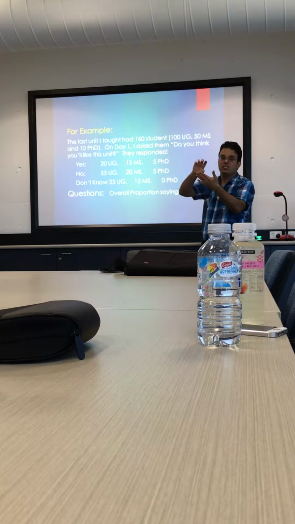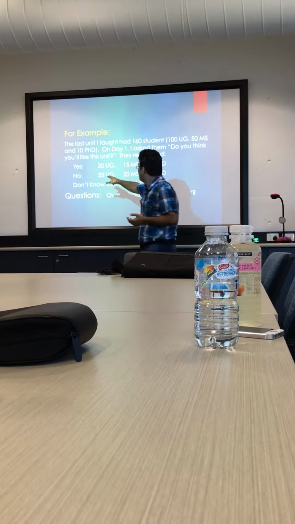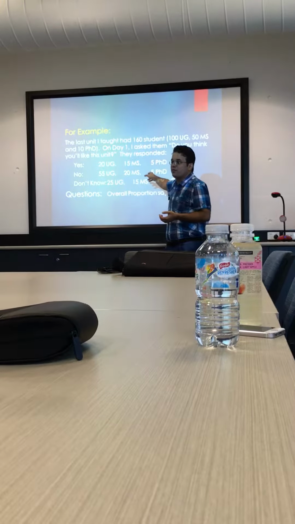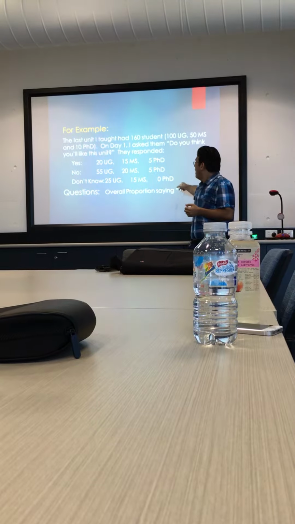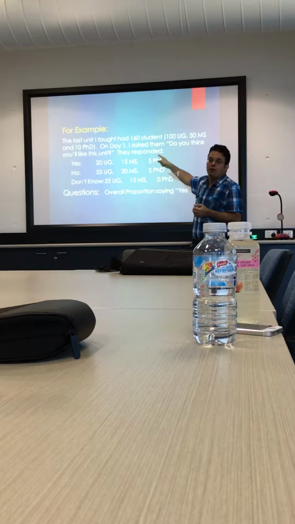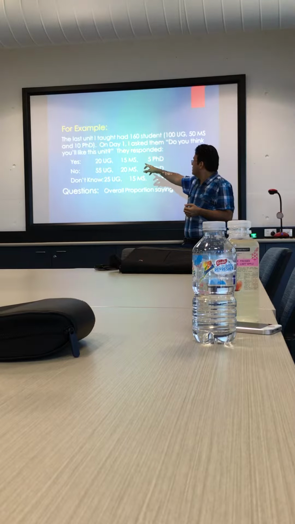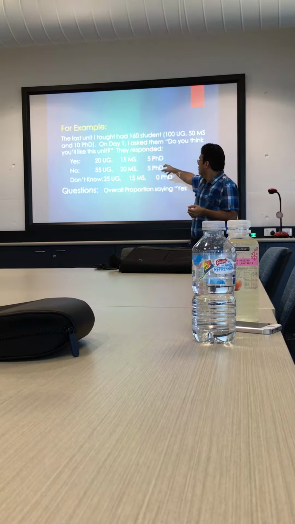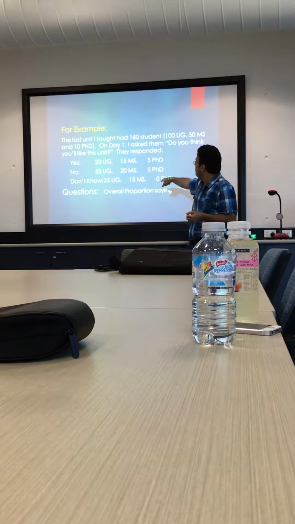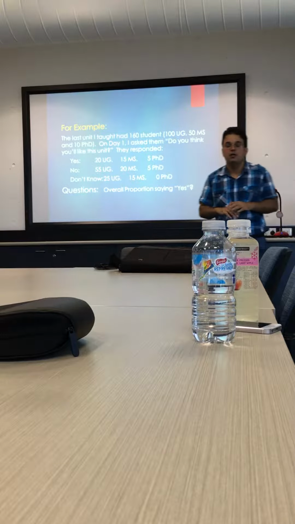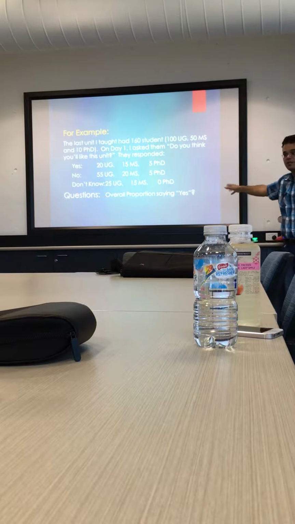I want the percent of students who said yes. So I take these numbers, 20, 15, 5. If I want the percent of those who said yes, I divide it by the total number of students. So 20 plus 15 plus 5 will be 40. 40 divided by 160, because the total number of students will be 160. And get the answer. This is the proportion of students who said yes.